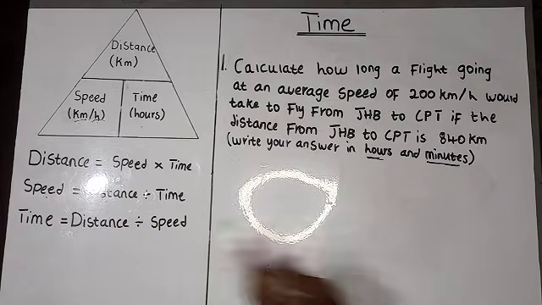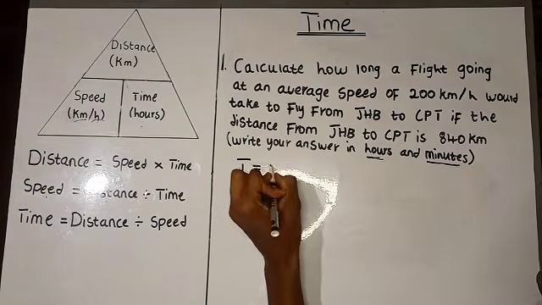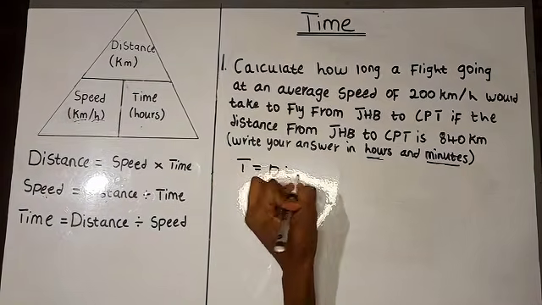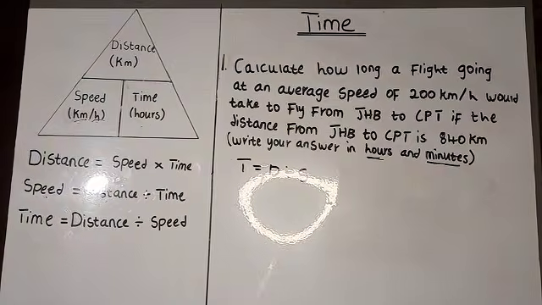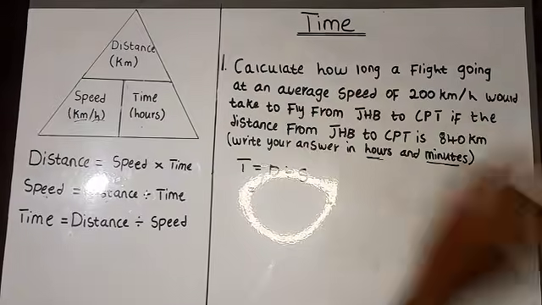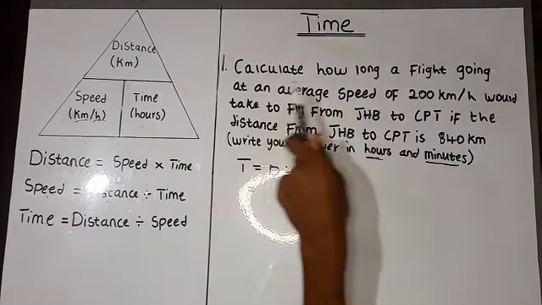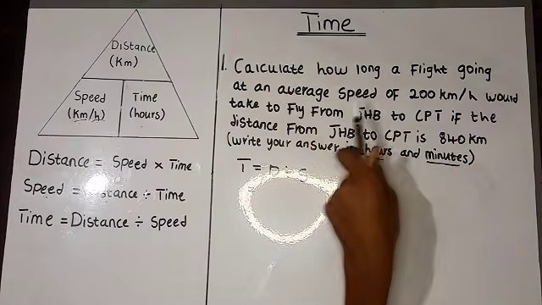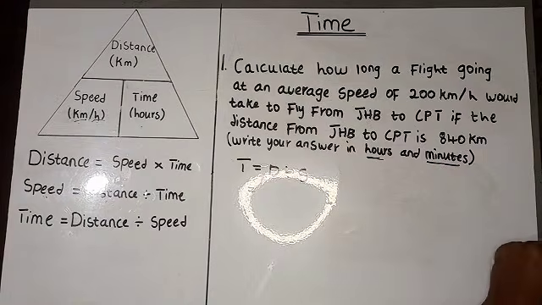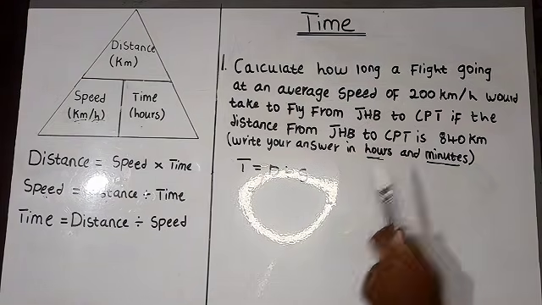So we're just going to copy the formula to calculate time, which says time equals distance divided by speed, right? So we are now calculating time. Let's go back to our question and look at what our distance is. They say calculate how long a flight going at an average speed of 200 kilometers per hour. So this is the speed. We are now looking for the distance, not speed.